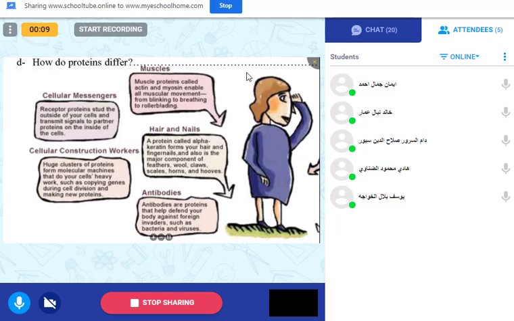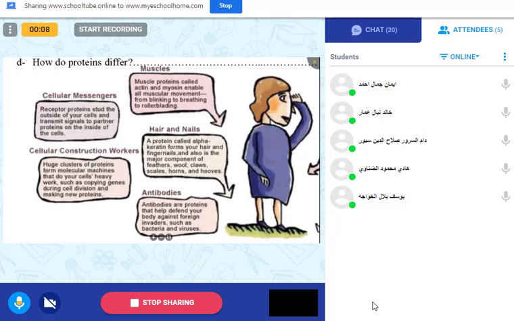Guys, who can read the antibodies? Who can read the antibodies? Yusuf, Hadi, Khalid. Antibodies. Go ahead, Khalid. Antibodies are proteins that help defend your body against foreign invaders, such as bacteria and viruses. Yes, Khalid. These are the proteins that defend your body against the bacteria and viruses.